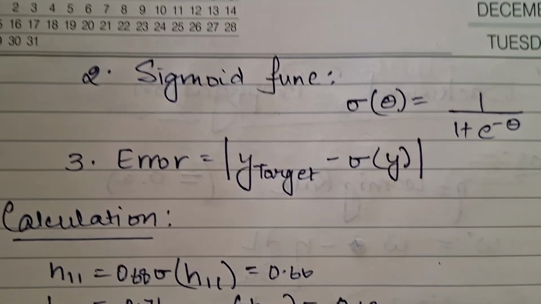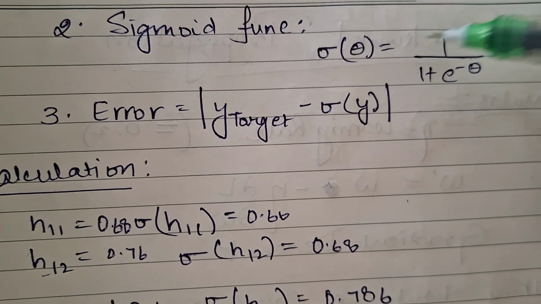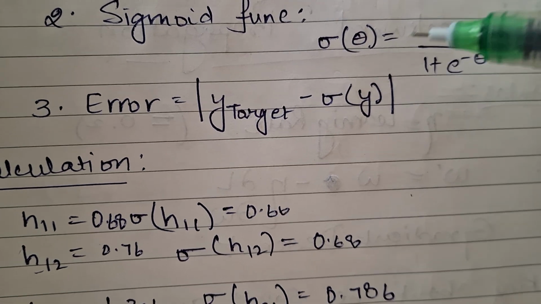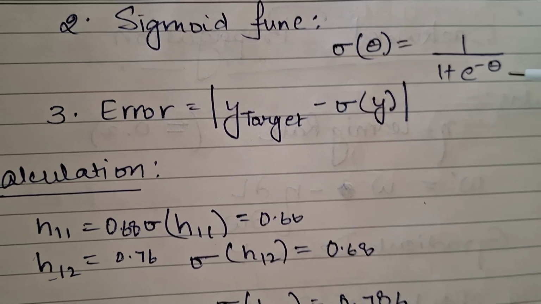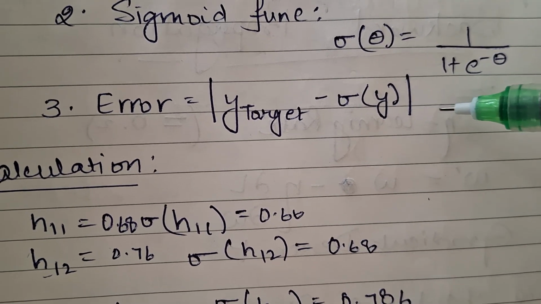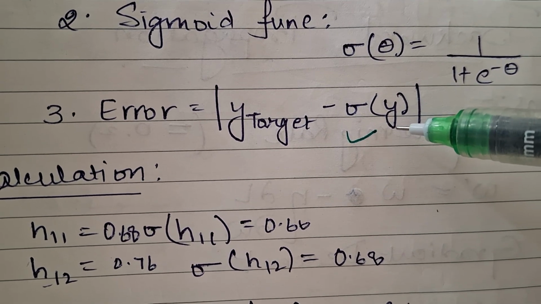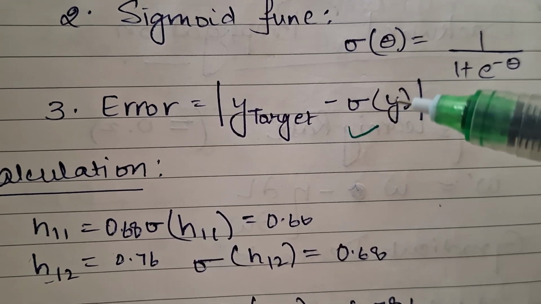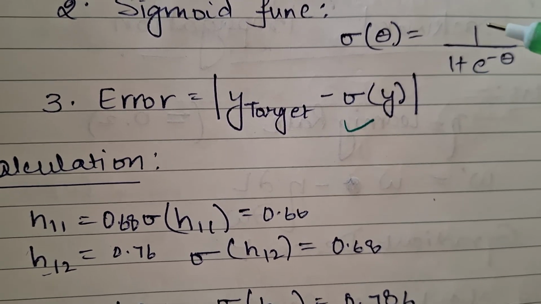Another formula that we use is the sigmoid function. Sigmoid of anything is equal to 1 upon 1 plus e raised to the power minus of that anything. In this case, sigmoid of theta is equal to 1 upon 1 plus e raised to the power minus theta. And we are calculating error by simply subtracting our sigmoid of Y from the target value and taking the modulus of it. This is the simple error method. There are a lot of error methods like mean square error and root mean square error, which we will study later.